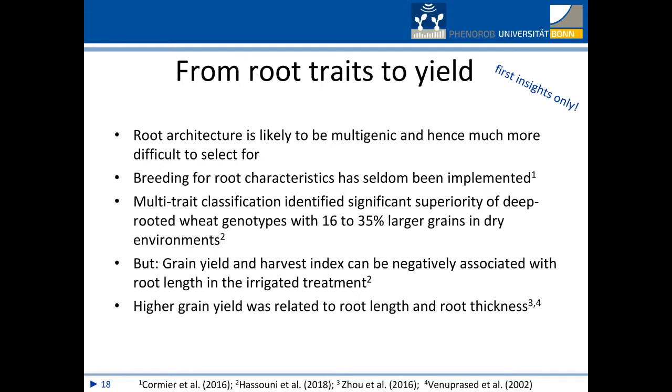I've shown you in one of the studies that deep-rooted durum wheat genotypes yielded higher in dry environments, but they yielded lower in the irrigated treatments. There are also further studies that indicate the relation of a certain root trait, such as root length or root thickness, with grain yield.